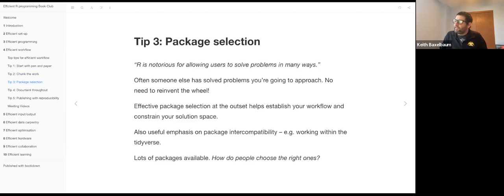So an open question I thought might be worth discussing is, how do people choose the right packages? And if anyone has an idea for a more principled way to do this, rather than hoping that Stack Overflow sends you in the right direction.